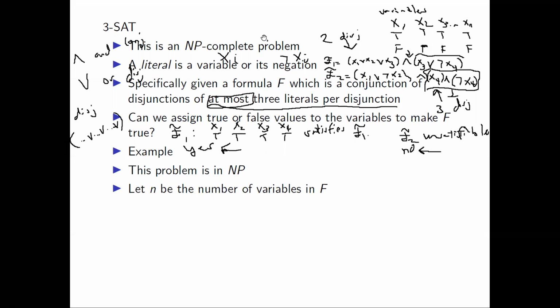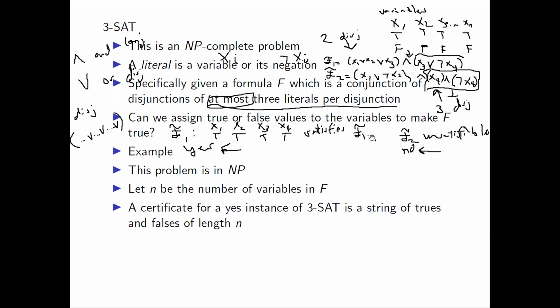So some good evidence that the answer is yes would be an assignment of true and false to the variables of F. And we can represent this assignment as a string of trues and falses of length n, because there are n variables, and we can take those n variables, write them x1, x2, up to xn, and then we can just take the true-false assignment that makes the given 3SAT formula true, because we're talking about a yes instance.